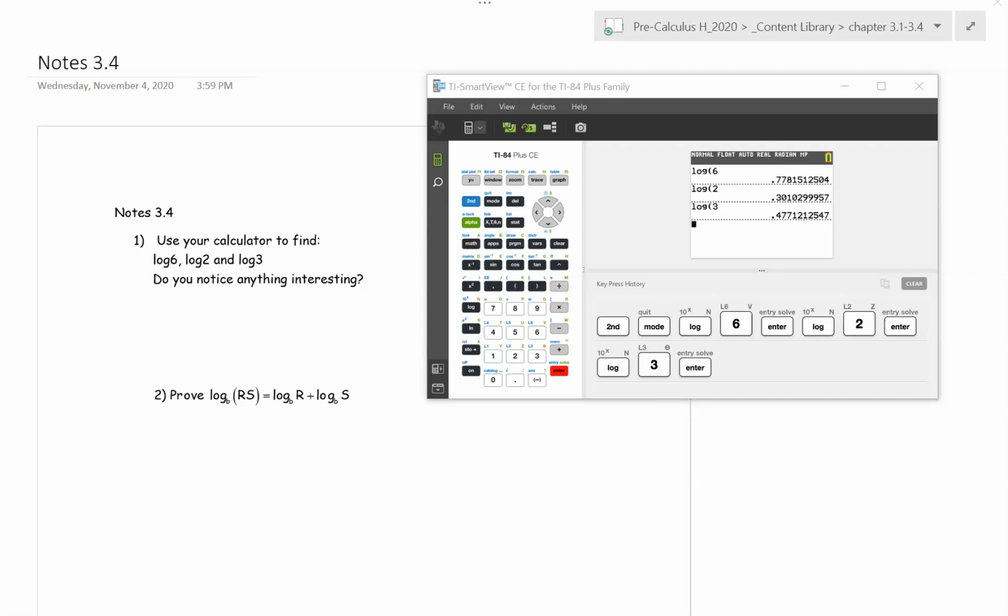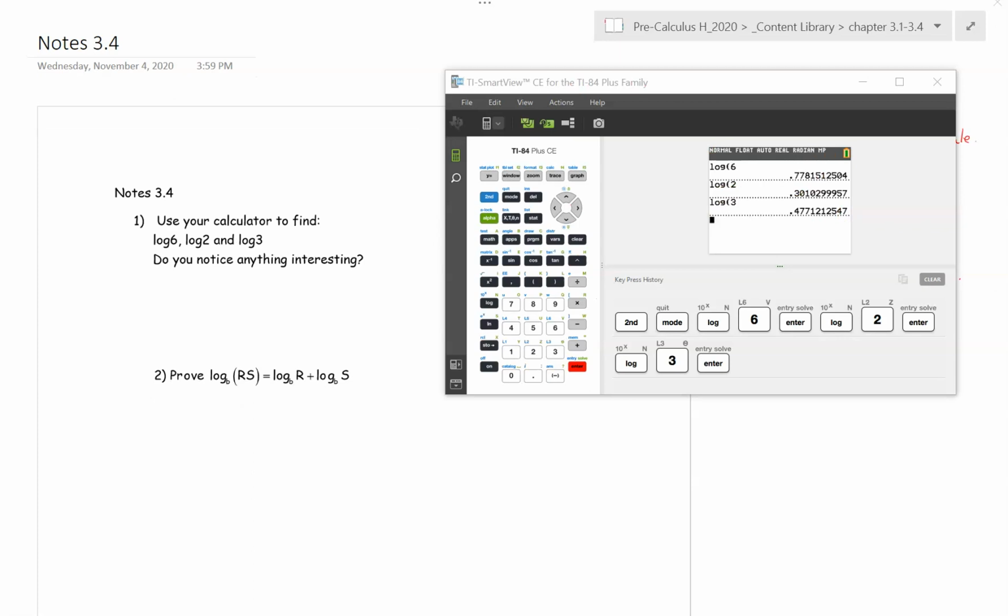Hi Pre-Calculus Honors, so these are notes 3.4, and we are going to talk about properties of logarithmic functions. So the first thing I would like you to do is take a look at the calculator and think about any connections that you might see between those numbers, log 6, log 2, and log 3. Go ahead and pause the video and think about that.